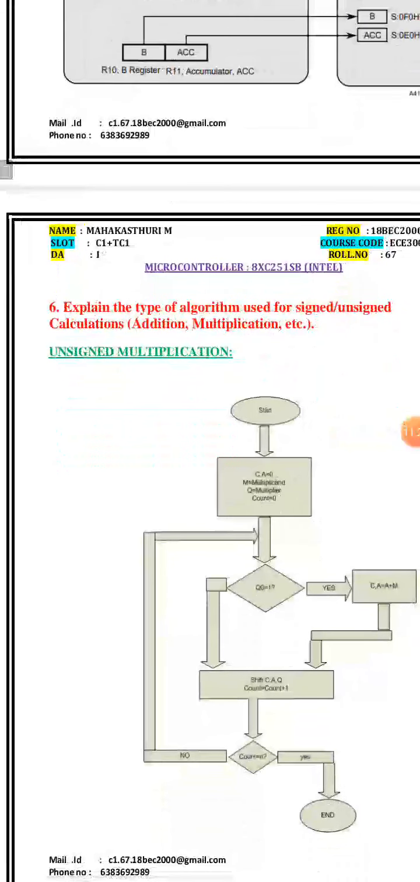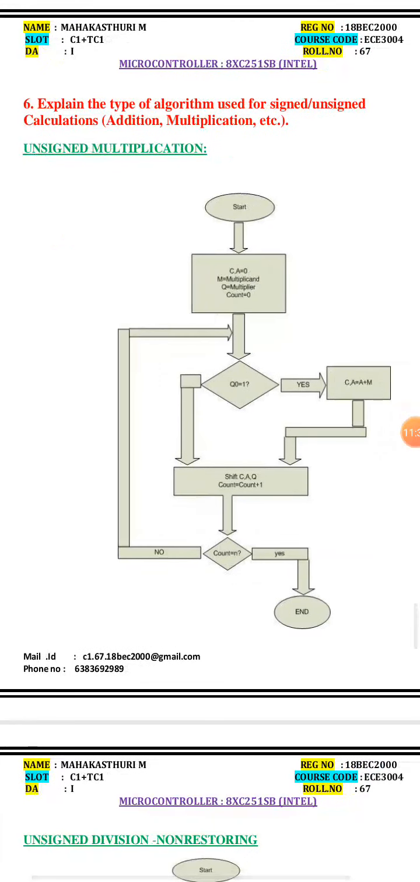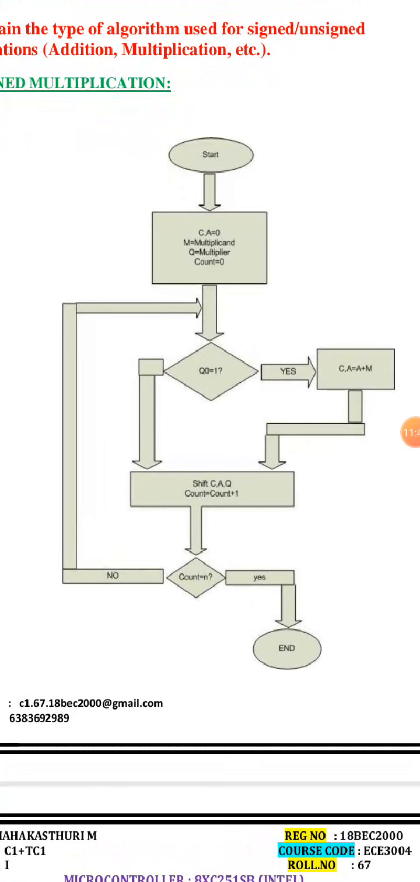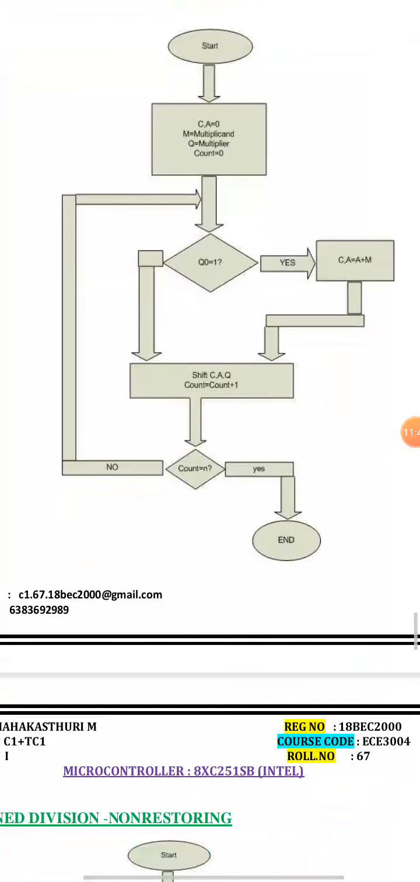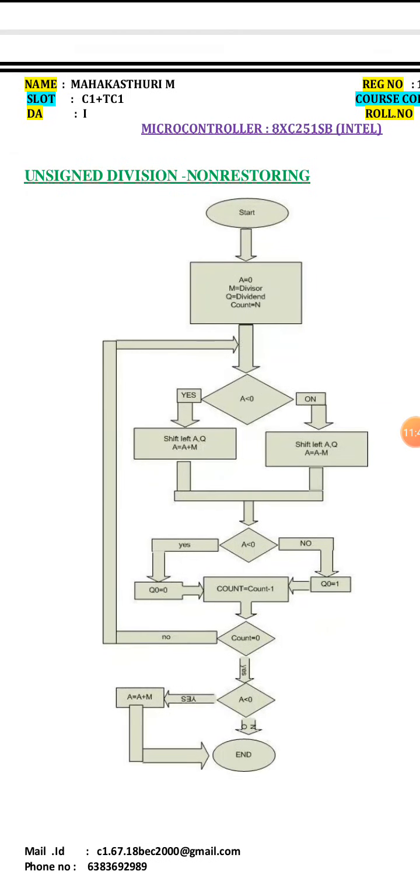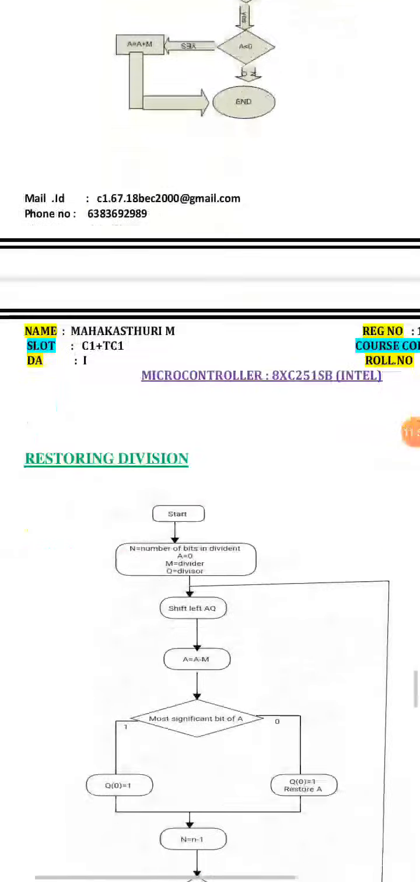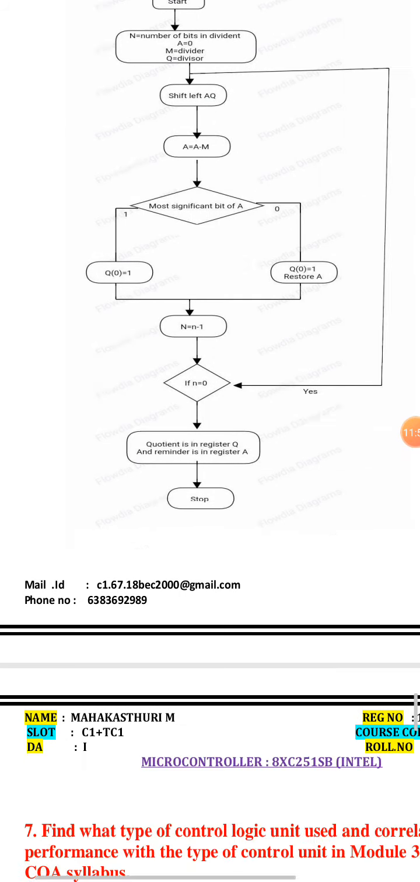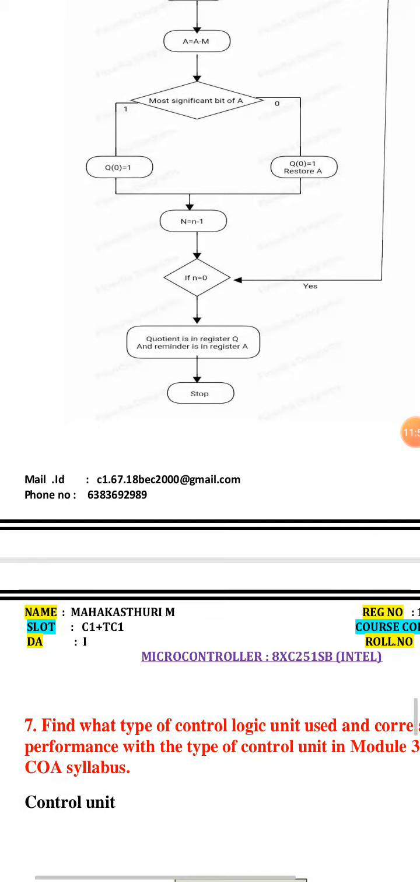The next question is the type of algorithm used for signed or unsigned calculations like addition, multiplication and division. So this is a flowchart for unsigned multiplication. I used an online tool to draw this diagram. This one is for unsigned division, this diagram for non-restoring, and the next one is the restoring division. The flowcharts for restoring and non-restoring are only a little bit different. You can easily understand the concept.